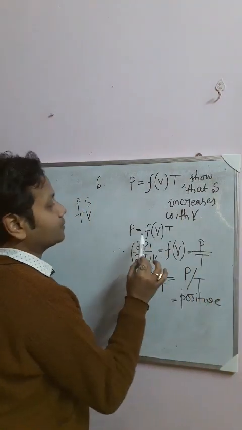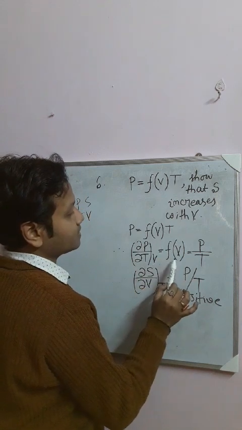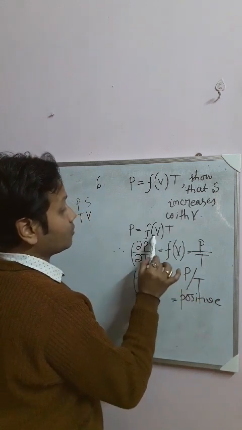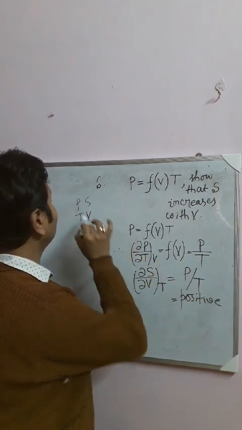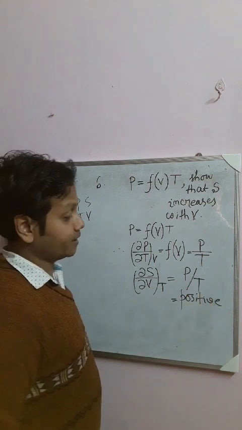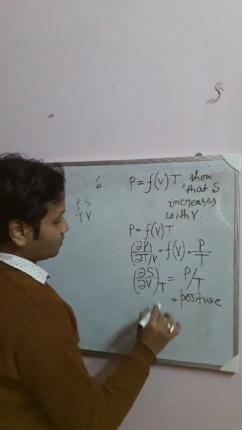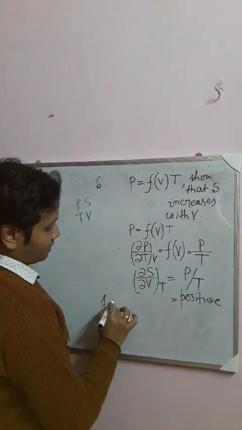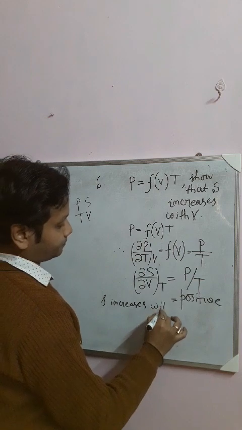Simple. Given that P equals f of V T, what will be del P del T at constant volume? This is f of V. And what is f of V? P by T. And del P del T at constant volume equals del S del V at constant temperature, which is equal to P by T. And since it is positive, entropy increases with volume.